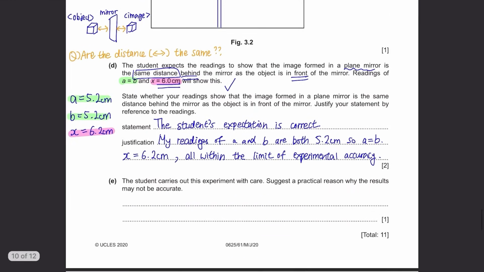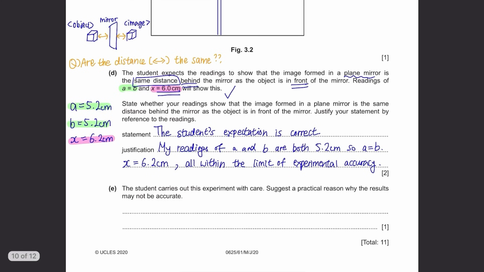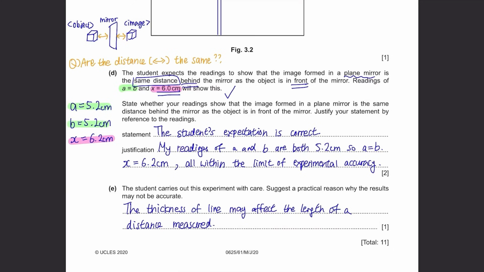Part E. The student carries out this experiment with care. Suggest a practical reason why the results may not be accurate. The thickness of lines may affect the accuracy. If your lines are too thick, it may alter the length or the distance away from a point.